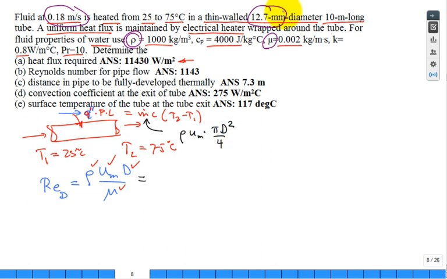Where this is my d right here. All right, so I backed up a little bit, talked a little bit more about part A. Now let's jump to part C, or question C. What is the distance in the pipe to be fully developed thermally?